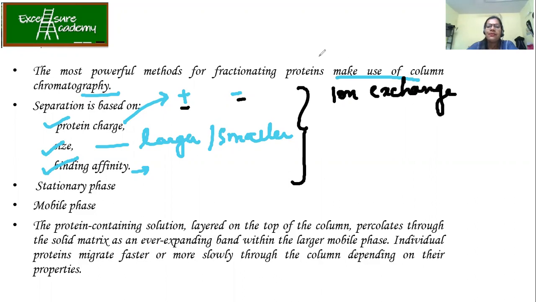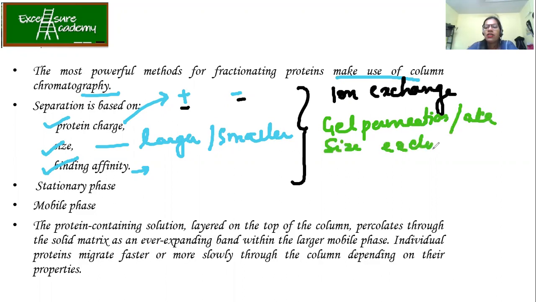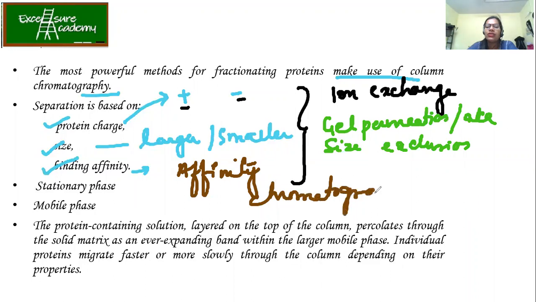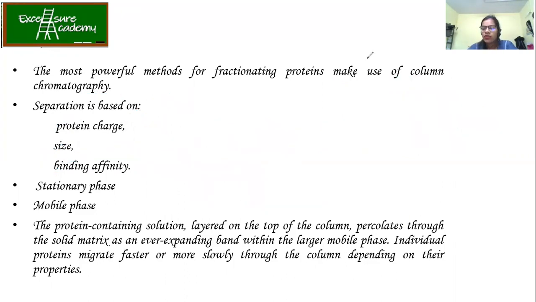Then based on the size, we have gel permeation chromatography, which is also called size exclusion chromatography. And then based on the affinity, it is called affinity chromatography. So we have three chromatography types, which we will be completing in the three coming lectures. Now the separation is based on either the charge, the size, or the binding affinity of the proteins.